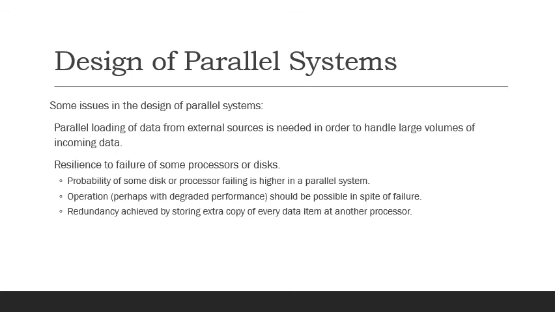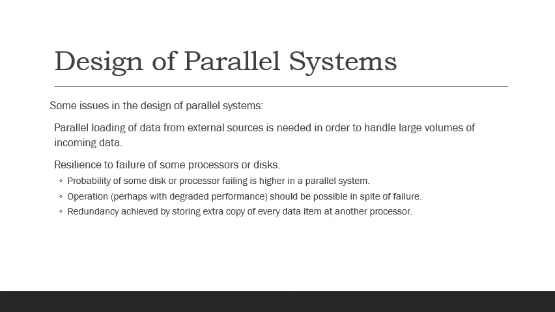With a large number of processors and disks, the probability that at least one processor or disk will malfunction is significantly greater than in a single processor system with one disk. A poorly designed parallel system will stop functioning if any component, maybe a processor or disk, fails. Assuming that the probability of failure of a single processor or disk is small, the probability of failure of the system goes up linearly with the number of processors and disks.